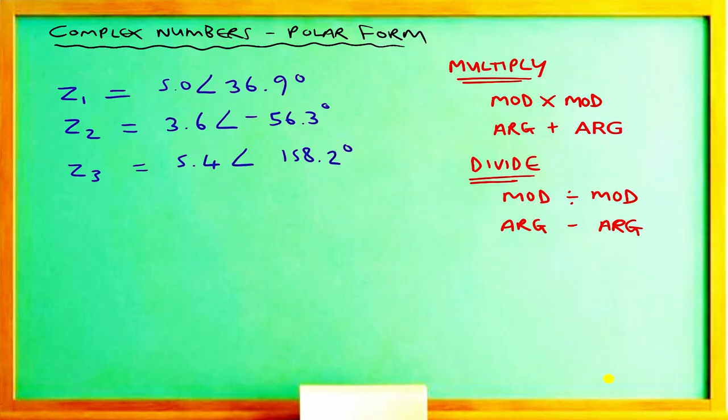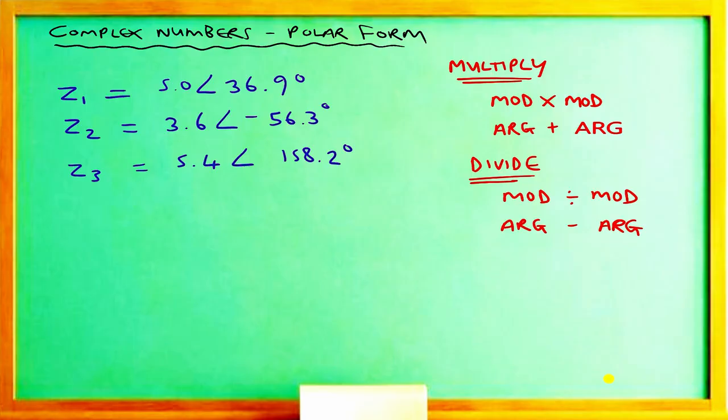The simple rule is, when we multiply two complex numbers in polar form, we multiply the modulus of each of those together, and we add the argument of each of those together. So, in effect, we multiply the magnitudes and we add the angles. When we divide one complex number by another, we divide the modulus, or divide the magnitude, and we subtract the arguments from each other. We'll do some examples, but they're based around these simple rules.